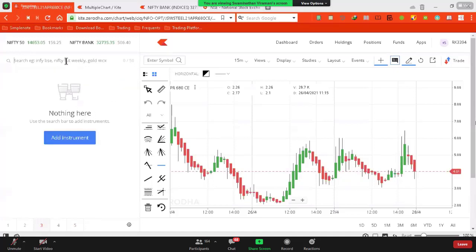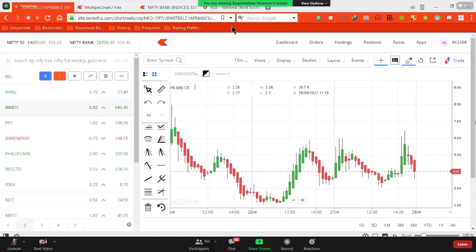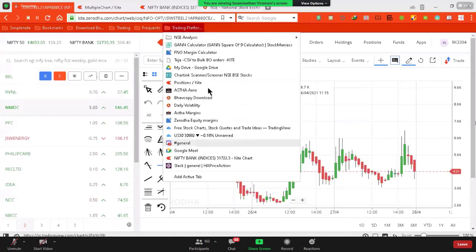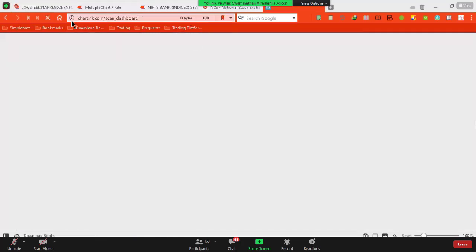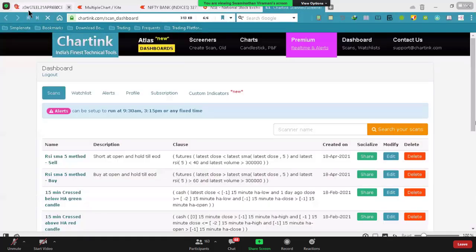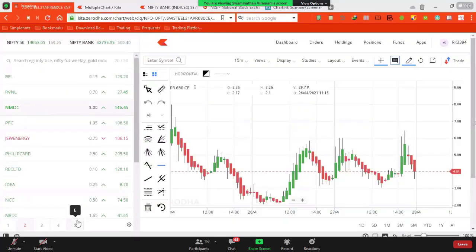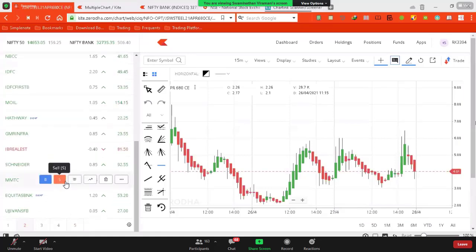After SEBI's rules about margins, I moved away from stock trading. But I do have some other things like, sorry, I closed my charting scanner. I'd like to show you something else. What is the maximum margin SEBI has prescribed that brokers can give?